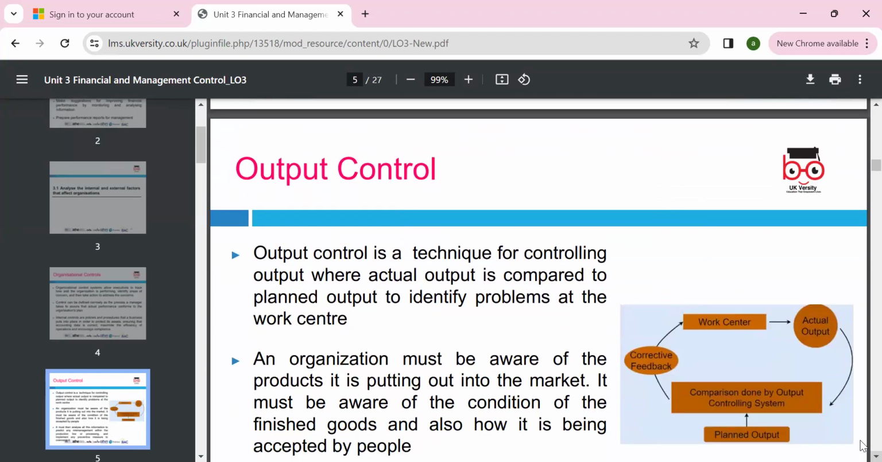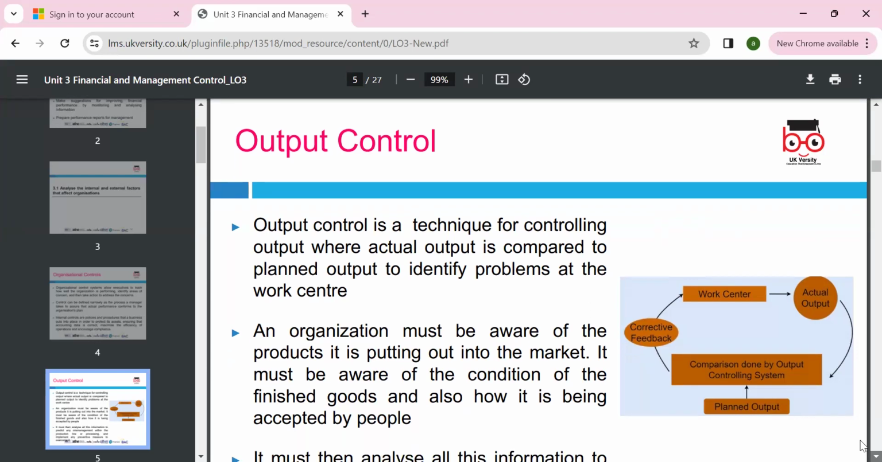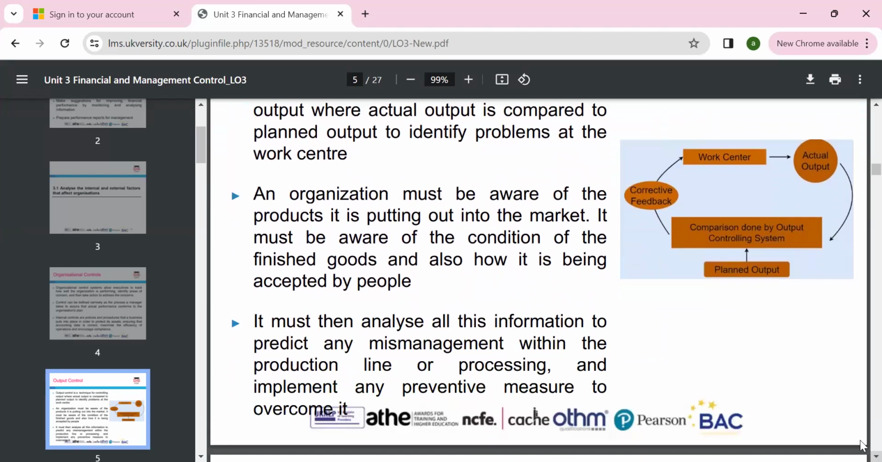Okay, output control. Output control is the technique for controlling the output, where the actual output is compared with the planned output and identifies the problem or the variance which we can look around. An organization must be aware of the product it is putting out into the market, and it must be aware of the condition of finished goods, and also whether it is accepted by the people.